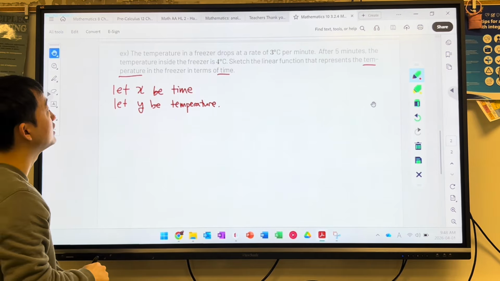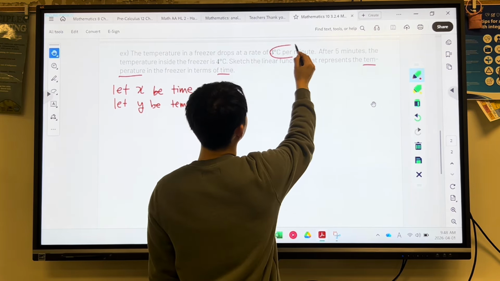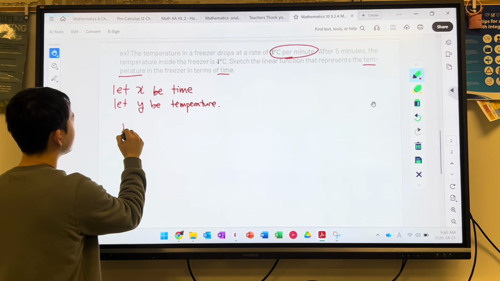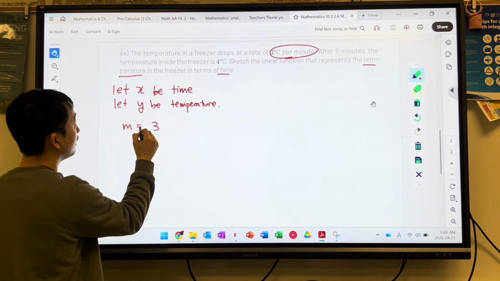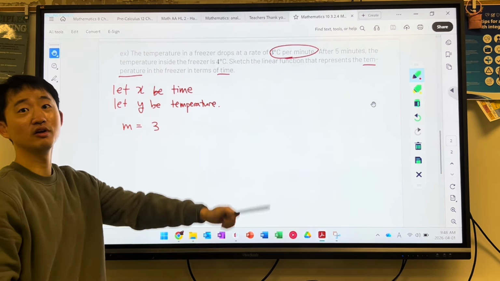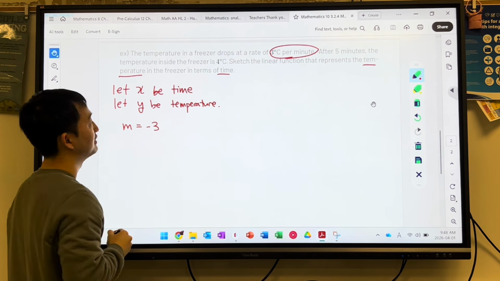Afterwards, let's also identify some key features. Well, I see the word rate of 3 degrees Celsius per minute. So I think we can say that the slope is equal to 3. Well, actually, if you read the word before that, it says it drops at a rate of 3 degrees Celsius. So I think we can say that the slope is -3.